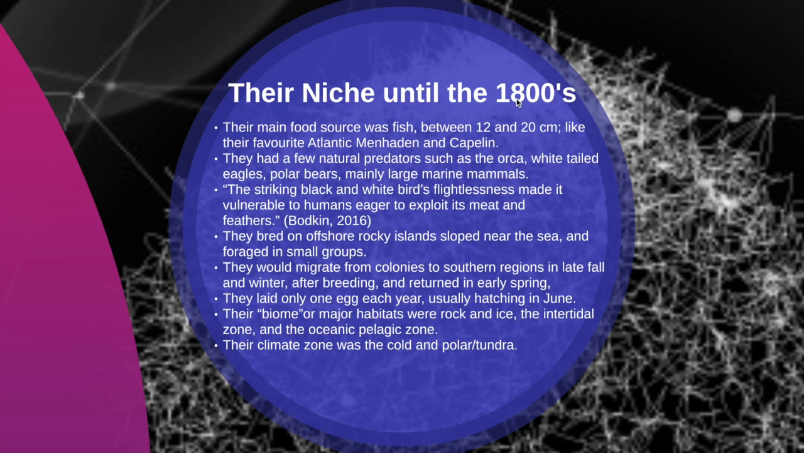The striking black and white bird's flightlessness made it vulnerable to humans eager to exploit its meat and feathers. So their flightlessness was basically one of the reasons why they became extinct. They bred on offshore rocky islands, sloped near the sea, and foraged in small groups. They would migrate from colonies to southern regions in late fall and winter after breeding and returned in early spring. They laid only one egg each year, usually hatching in June.